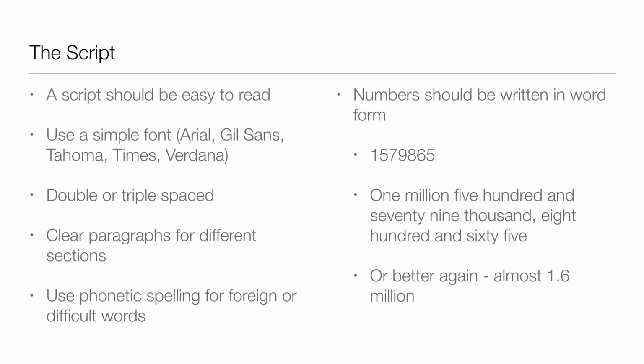Another thing to bear in mind is that numbers should be written in word form. So if I look at that number there, I say 157,900, oh no, I've made a mistake. It's actually 1,579,865, which is quite a mouthful. Writing it out in written form makes more sense, but it is quite a mouthful. And again, it might be easier and simpler to say almost 1.6 million. We're getting the exact same meaning across, and it's just easier for the listener to pick up on that information.